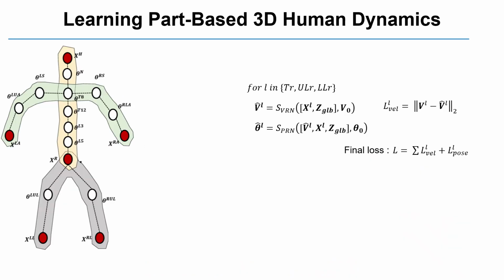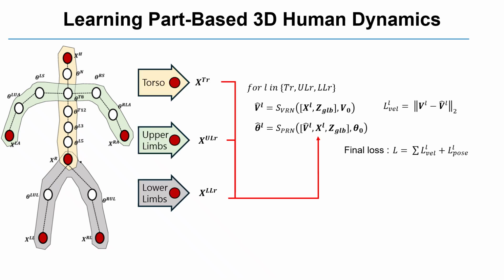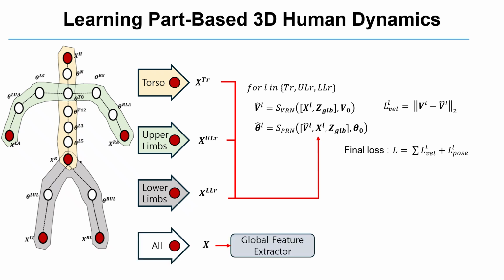Second, they also introduced part-based 3D human dynamic design. They split the 6 IMU sensors into 3 regions, torso, upper limbs, and lower limbs, while also feeding all sensors into a global feature extractor to produce good context vectors at the global level. For each region, velocity regression network predicts region pseudo-velocity, and pose regression network then predicts joint rotation in their region.